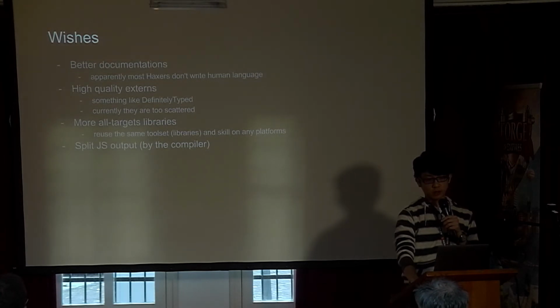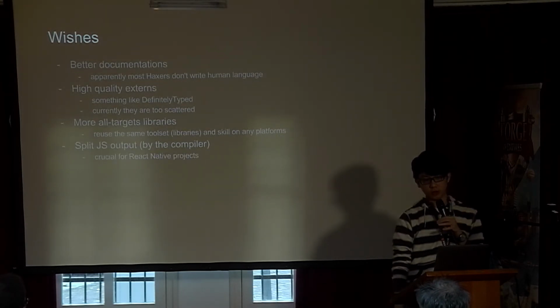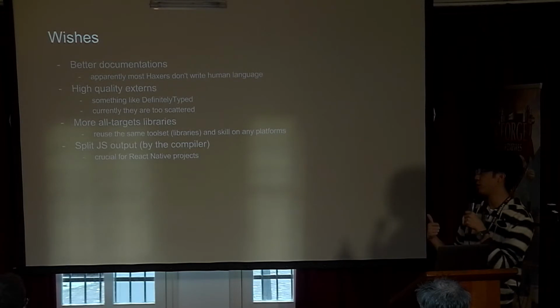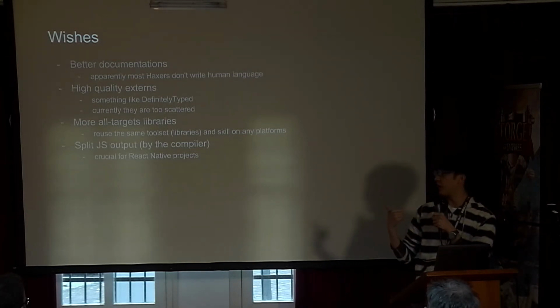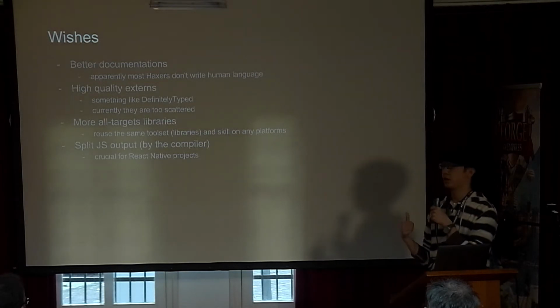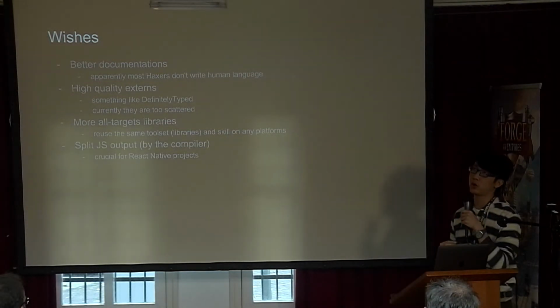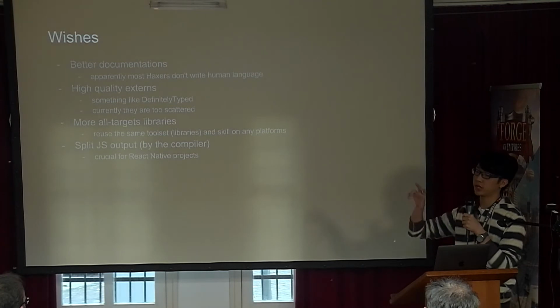Well, this is very important. I would like to have the JS output split per class by the compiler, because it's very crucial for React Native projects. Because on React Native, if you compile the JS source as a single file, it will take, randomly I think, 30 seconds or 1 minute to reload to the phone or to the simulator.